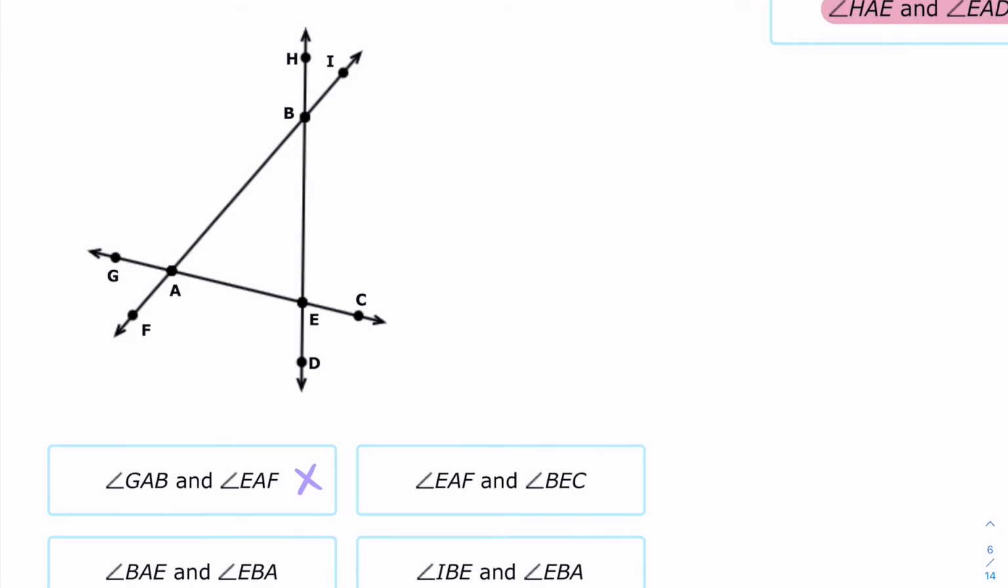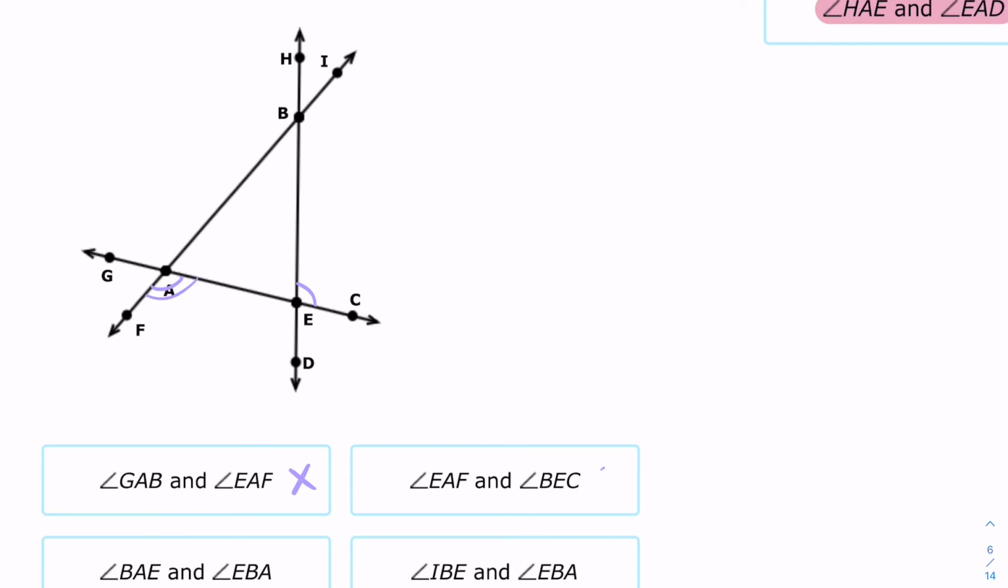Okay, what about EAF, which is this one again, and BEC. So BEC is this one. Well, we don't know. Again, I'm just following these along. So BEC, that's how I know it's that. That's why I marked this one. Nope, this one also does not look like they are supplementary. We have no information. Could they be? Yeah, maybe, but we don't have enough information to really make that determination.